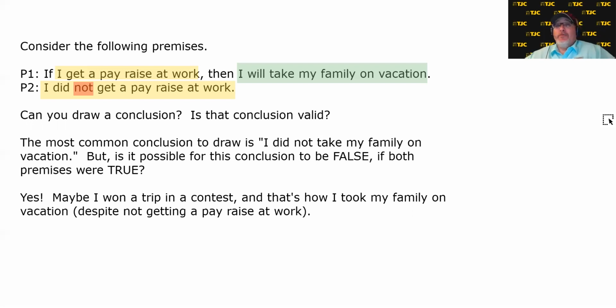So it's possible for the first premise to be true. It's a promise: if I get a pay raise at work, I will take my family on vacation. For the second premise to be true, I did not get the pay raise at work. But the conclusion of not taking my family on vacation can be false, because there are other things that could have happened. Plus, if you think about it, the conditional is only making a promise under the condition that I get a pay raise. I never said what would happen if I didn't.